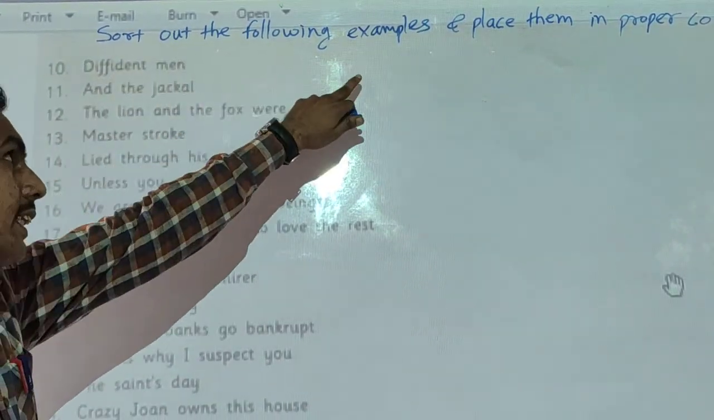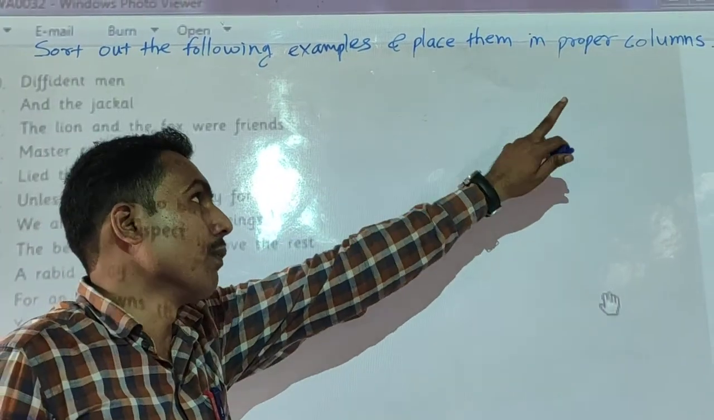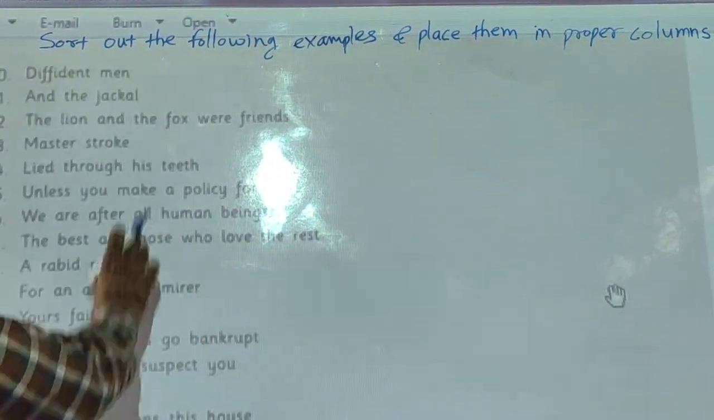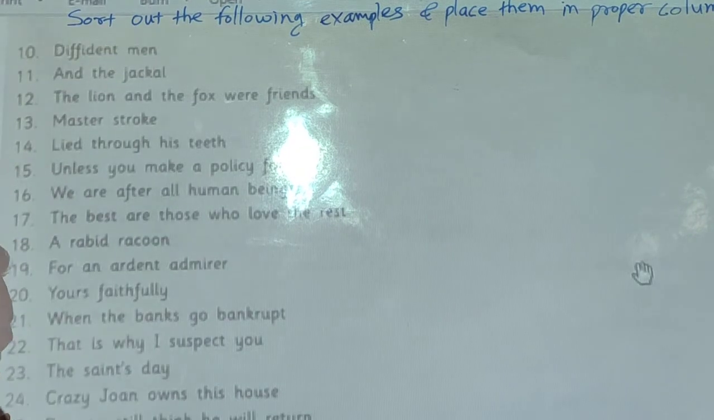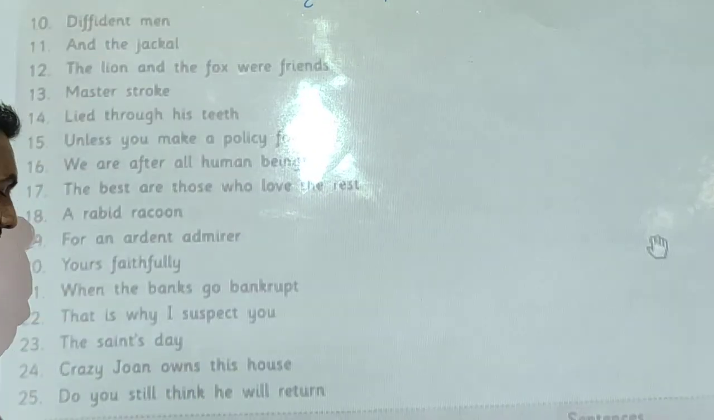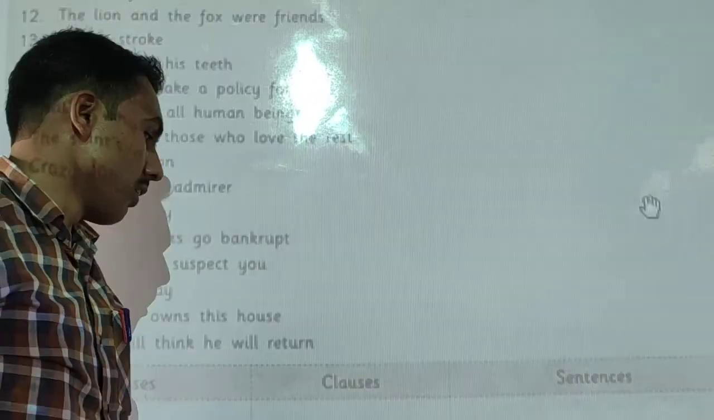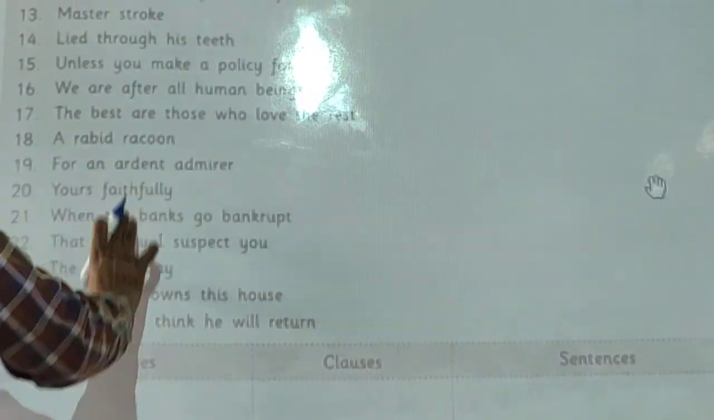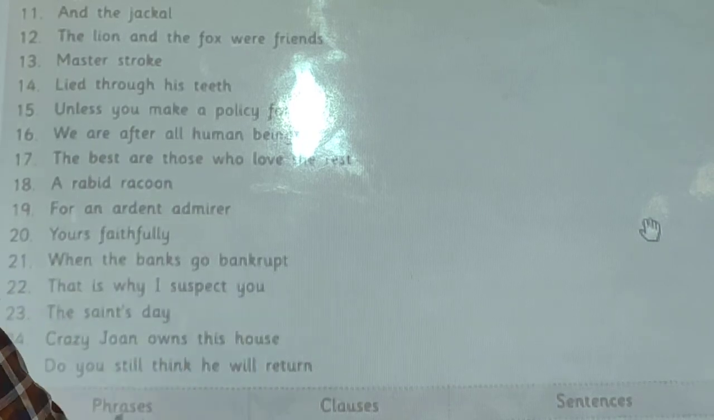Sort out the following examples and place them in proper columns. We want to separate or sort out these examples into three columns. First one is phrase, second one is clause, and third one is sentence. According to their meaning, we want to sort them out in three columns.